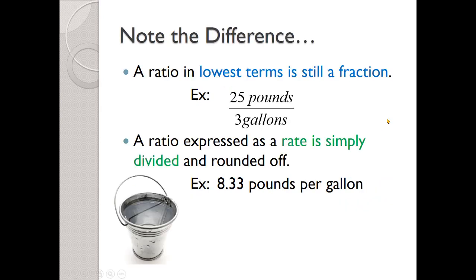So I want to really emphasize the difference here. When you write a ratio in lowest terms, it's still going to be a fraction. Units sometimes cancel, but you're still going to have a fraction when it's in lowest terms. But when you're asked to compute a rate, then you just reach for your calculator, divide it, and round it off. So water weighs about 25 pounds for every 3 gallons. That's how you'd express that weight in lowest terms. But as a rate, you would just say it's about 8 1/3 or 8.33 pounds per gallon.